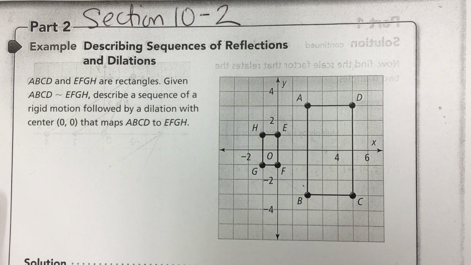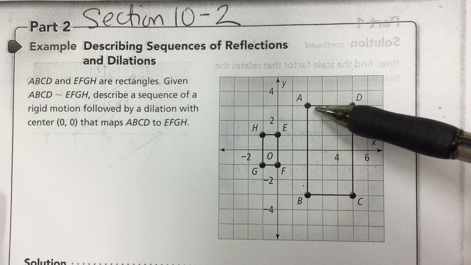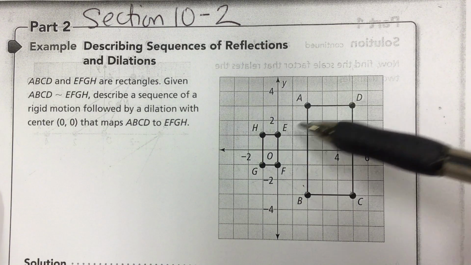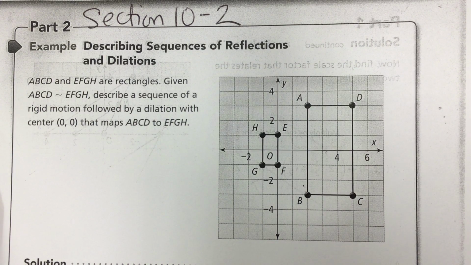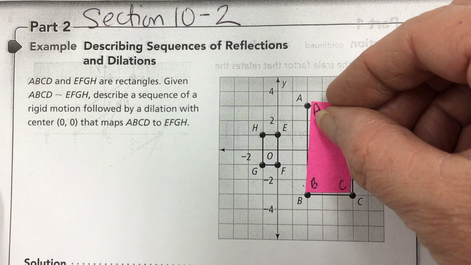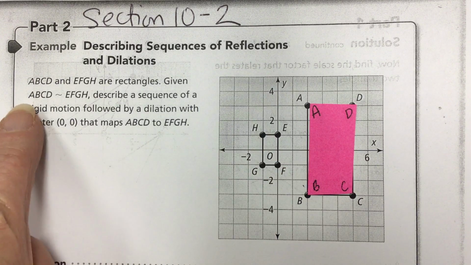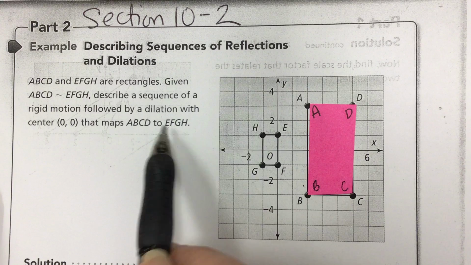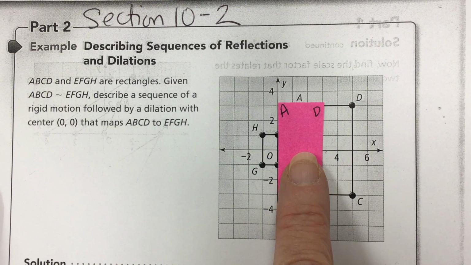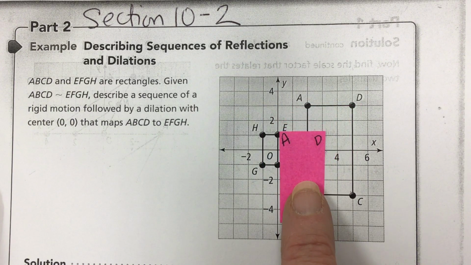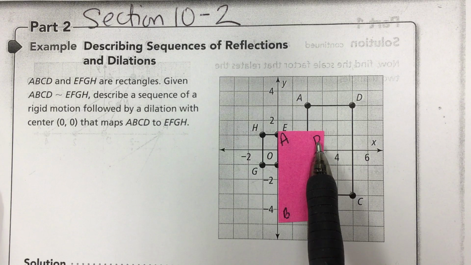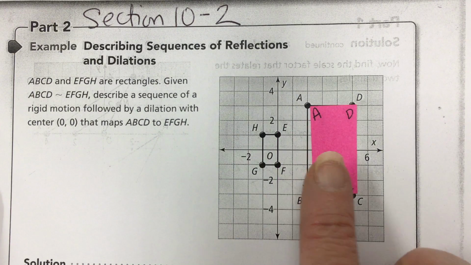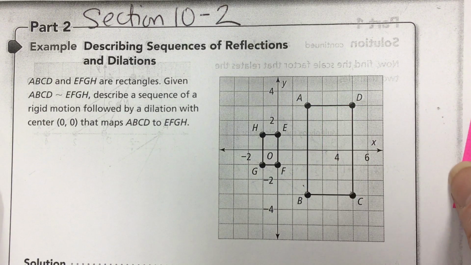Describe a sequence of rigid motion followed by a dilation with center 0, 0 that maps A, B, C, D to E, F, G, H. Now, I see that there's no way that I could translate this figure so that A would correspond to E. If you move it to get to E, H is not paired up with D. So I see that it's going to take reflecting this figure over.